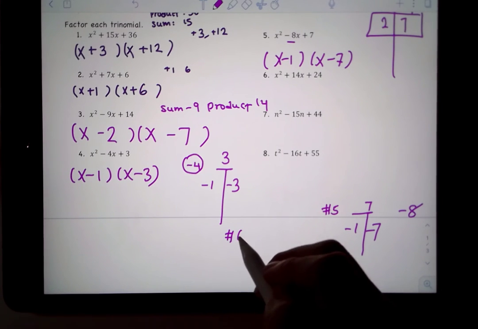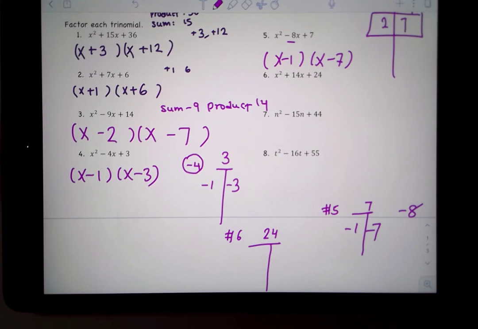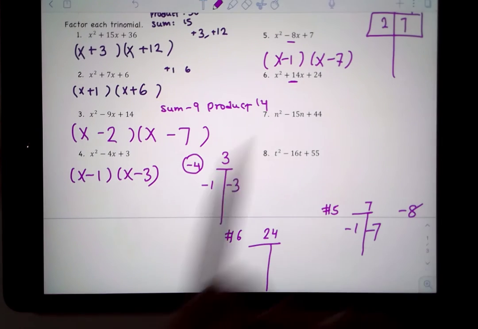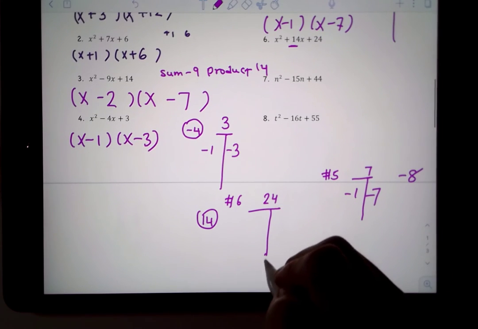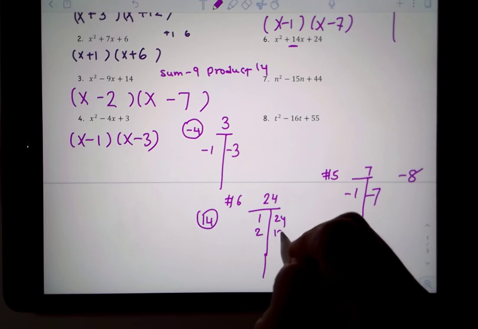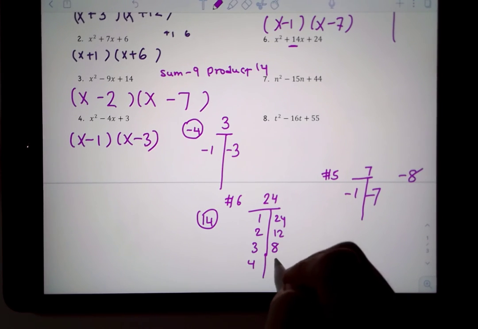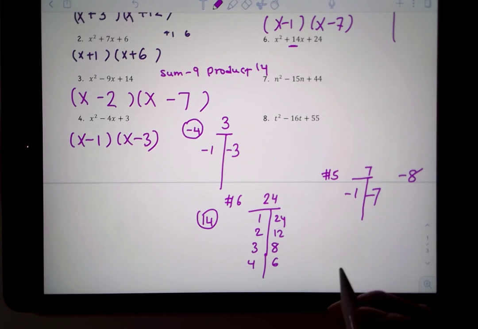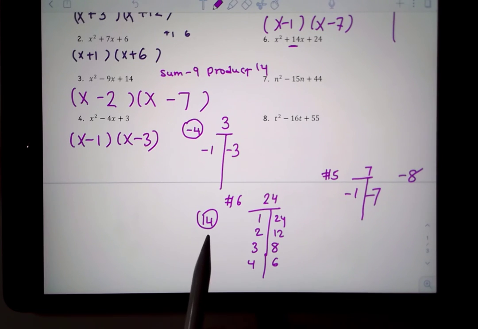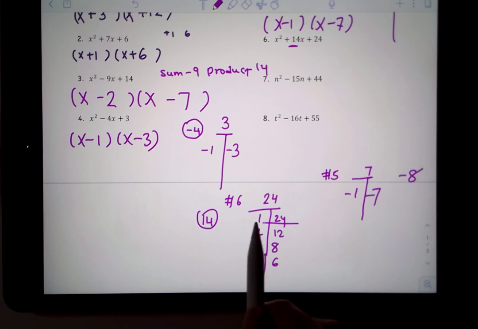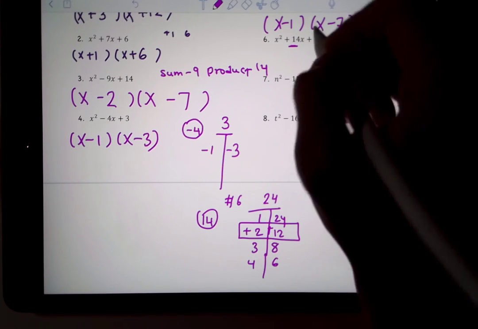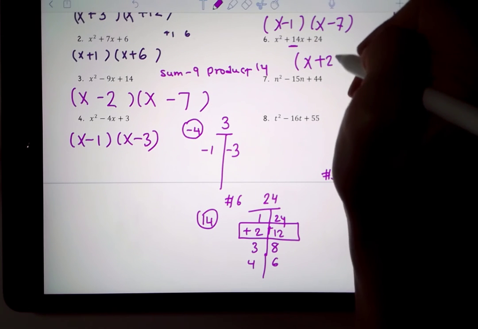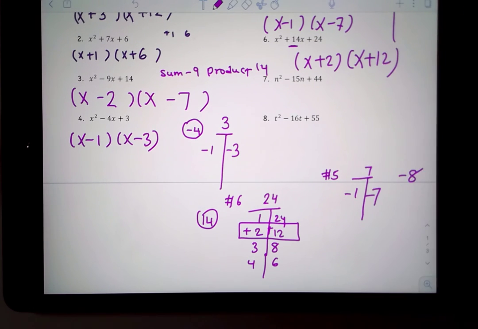And number 6, you break down 24, and I want to get 14 as a sum. So the sum is 14. We are looking for 14. 1, 24, 2, 12, 3, 8, 4, 6. The next number will be 6 and 4, so it's repeating. So we are done. Let's get 14. Right here, 2 and 12. That's positive 14, so your two numbers are positive, positive. So x plus 2, x plus 12.